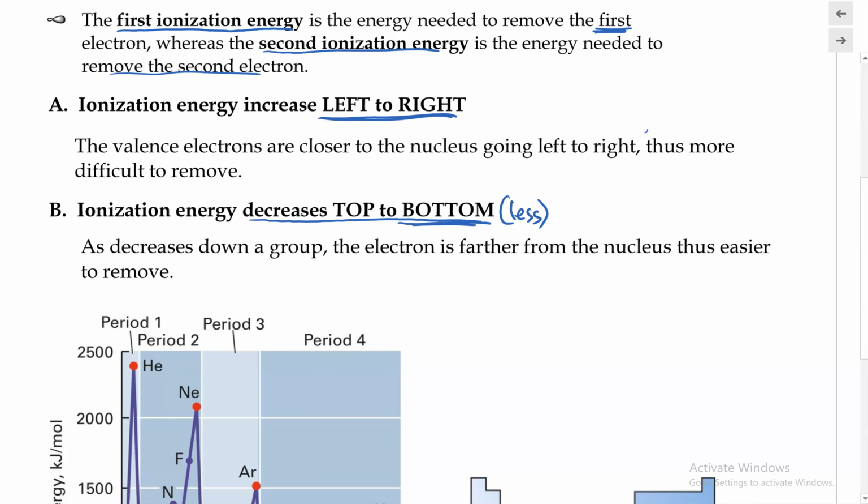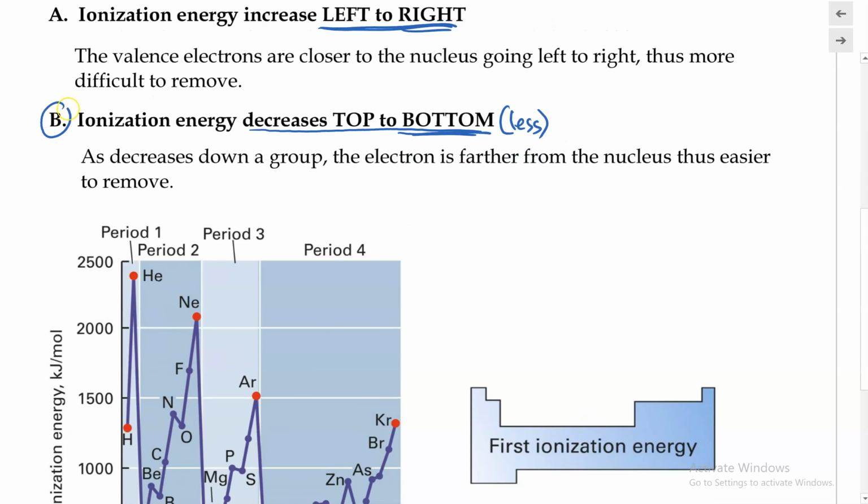This actually follows the same trends as atomic size. Elements on the right side of the periodic table are smaller, so the electrons are closer to the nucleus. Thus it requires more energy to overcome the attractive force between the electron and the nucleus. That is the explanation, and it directly correlates to the trends in atomic size. Again, elements on the right side are smaller, so the valence electrons are much closer to the nucleus and thus become more difficult to remove.